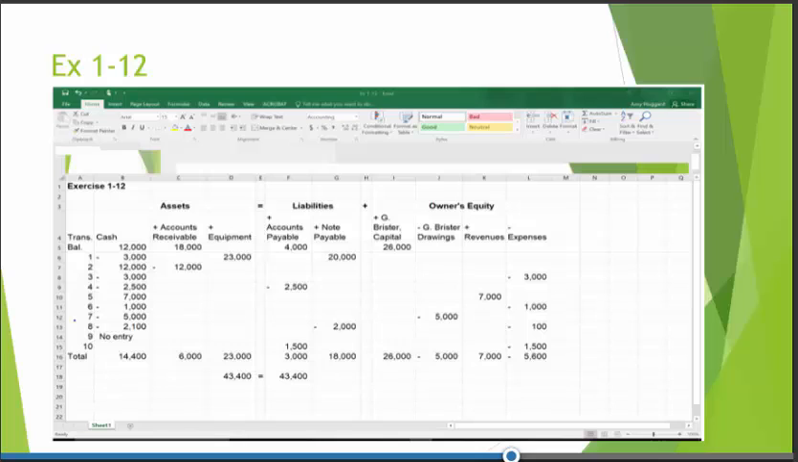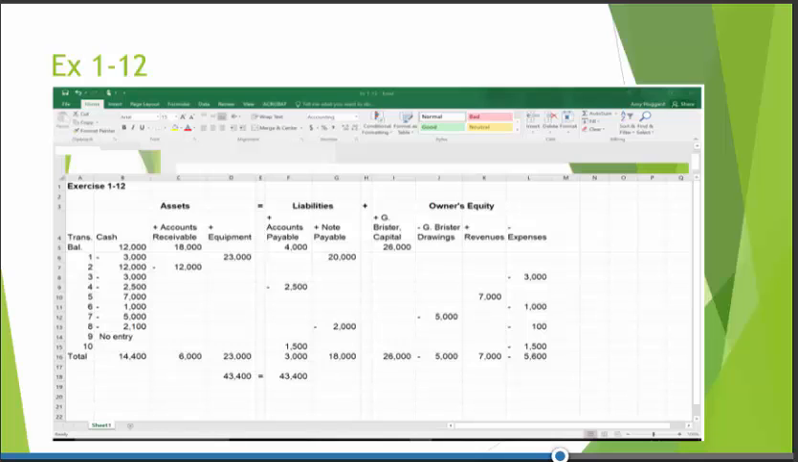Transaction number 7. Brister withdrew $5,000 cash from the business. So we need to recall that we need to keep personal transactions and business transactions separate. So if the owner takes out money for personal use, we need to reduce the cash in the business by $5,000. And we call it drawings or withdrawals that they've withdrawn money from the business. It reduces the capital they have invested into the business. They've removed it from there. So again, minus 5,000 on each side.